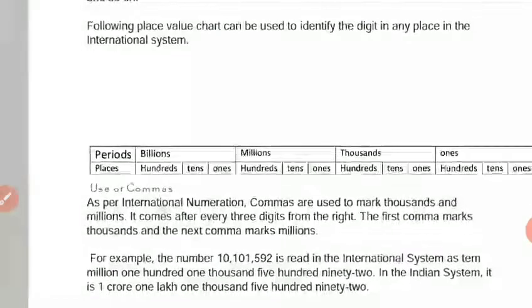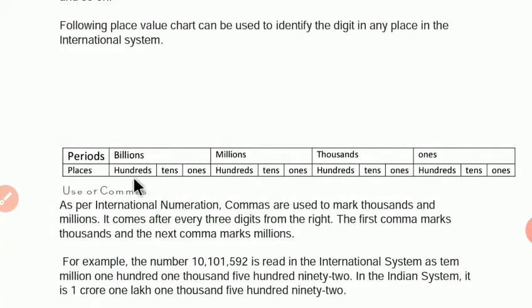You can see this is the place value chart with periods and places. Periods means billions, millions, thousands and ones. And which are the places in these four periods? We can see in ones period: ones, tens, hundreds. Then thousands, again ones, tens, hundreds. Millions also ones, tens, hundreds, and billions the same. Now we have seen the periods and places we are using for writing the number.